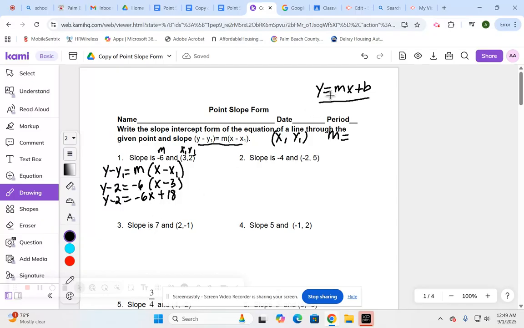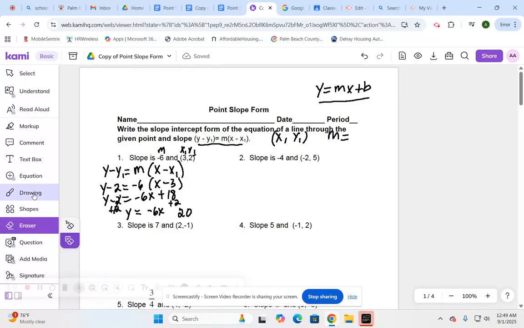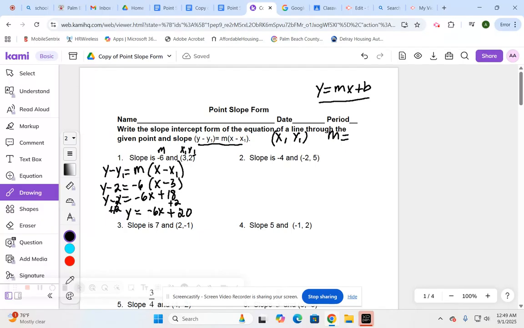Okay, we need to get it in this form, y equals mx plus b. We need to solve it for y. So we're going to add 2 to both sides. We're going to combine these numbers together. On one side, we'll get y equals negative 6x plus 20. Let me fix that plus. And now we have our answer. This is our answer in slope-intercept form. All right, let's try the next one.